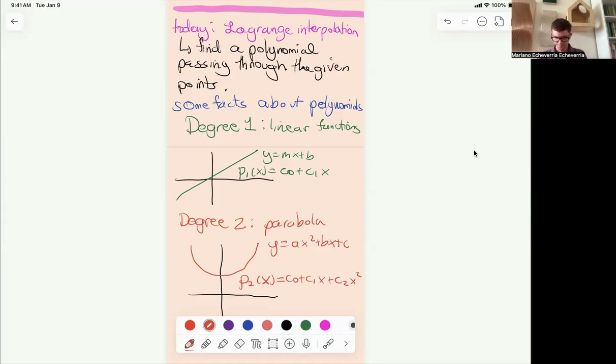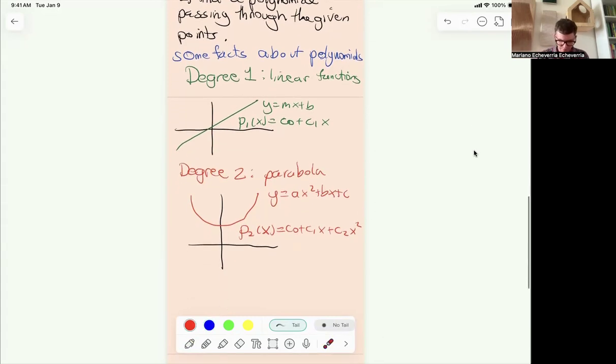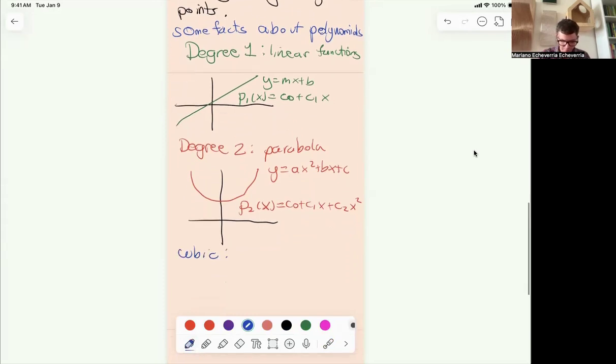Okay? So you see the index, which is how you would refer to these numbers, keeps track, is paired with the exponent of x. So that looks nicer. And a cubic, which is a degree 3 polynomial, would be P3 of x equals c0 plus c1x plus c2x squared plus c3x cubed. Is that making sense?